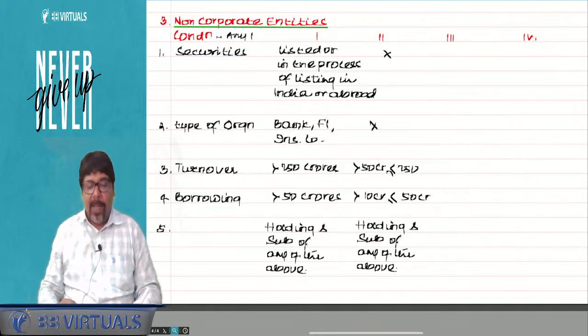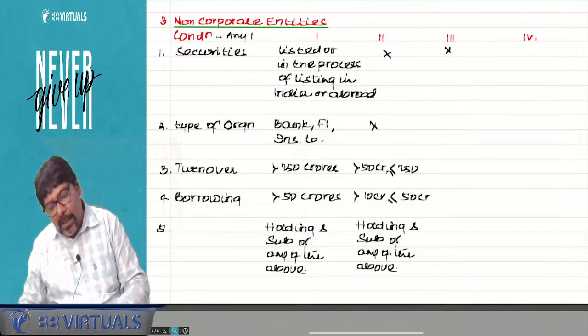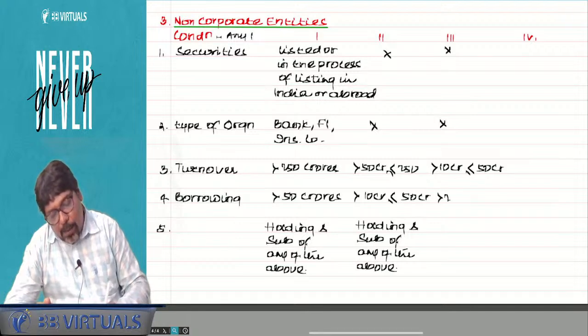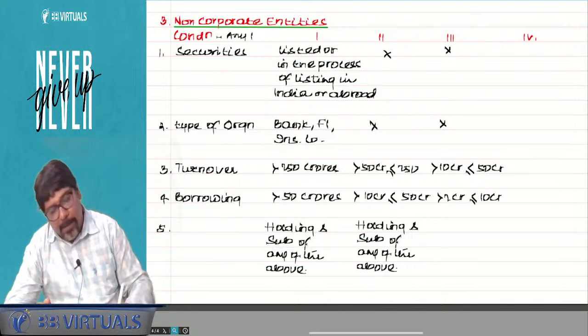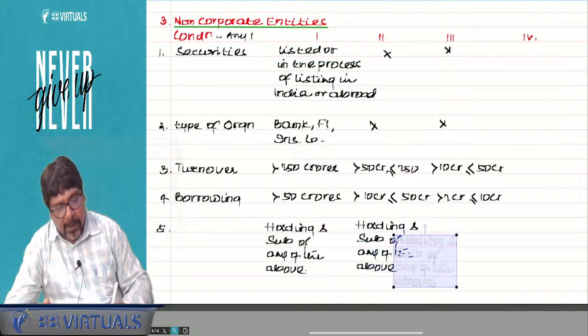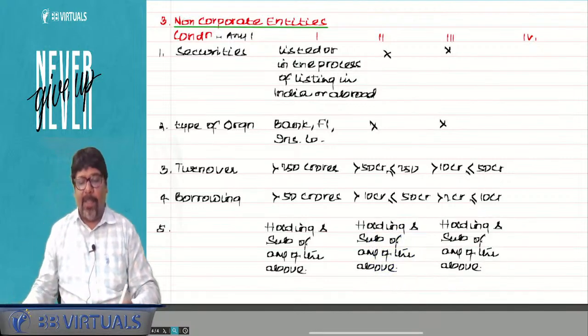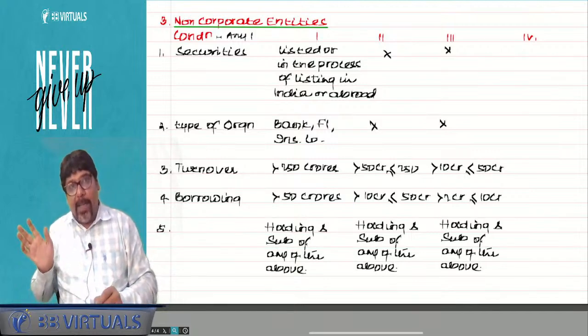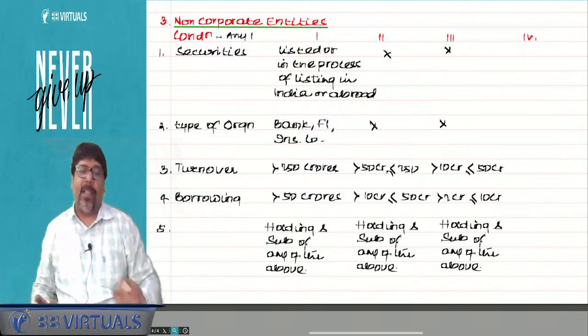Yes, sir. Now, level 3: greater than 10 crores, less than or equal to 50 crores; greater than 2 crores, less than or equal to 10 crores; holding and subsidiary of any of the above. Now, if holding and subsidiary is level 2, then everything will become level 2. But if holding and subsidiary is of level 4, then they will become level 3.